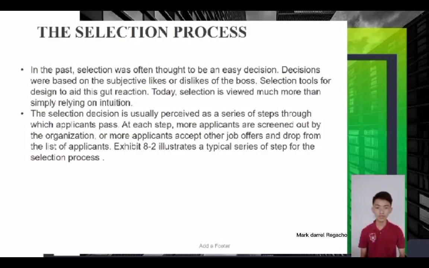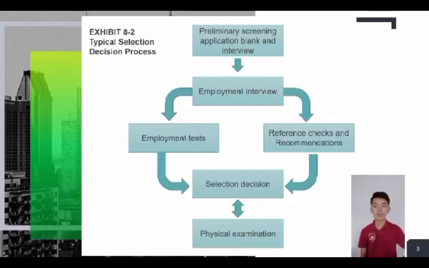Exhibit 8.2 illustrates a typical series of steps for the selection process. Exhibit 8.2: Typical selection decision process. First step, preliminary screening, application blank, and interview. Second step, employment interview. Third step, employment test. Fourth step, reference check and recommendations. Fifth step, selection decision. And last, physical examination.